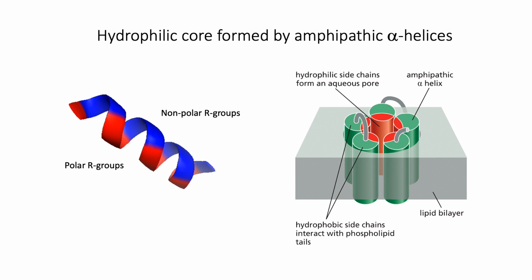So another use of the amphipathic alpha helix is to generate these polar cores that pass through the nonpolar portion of the membrane.